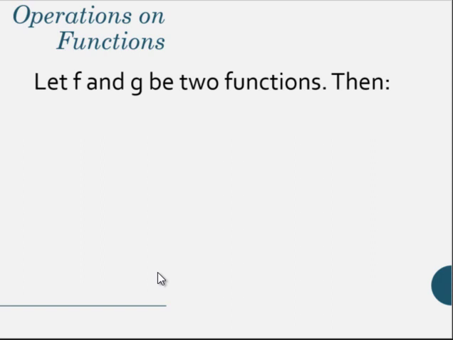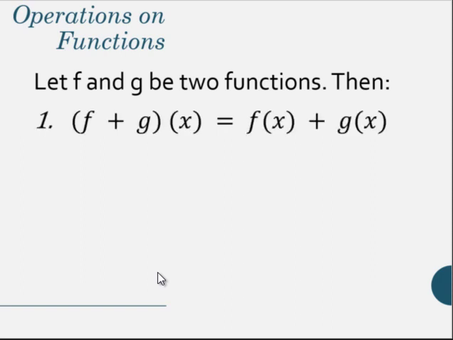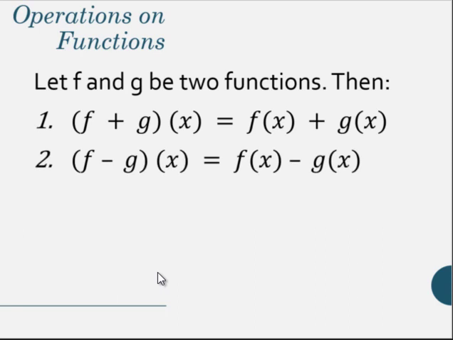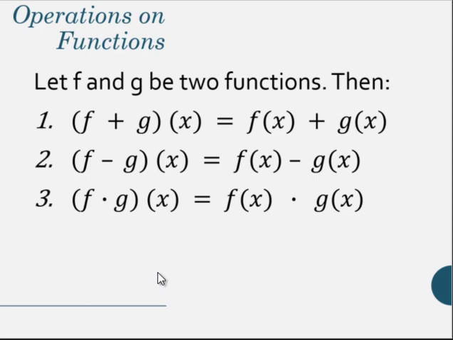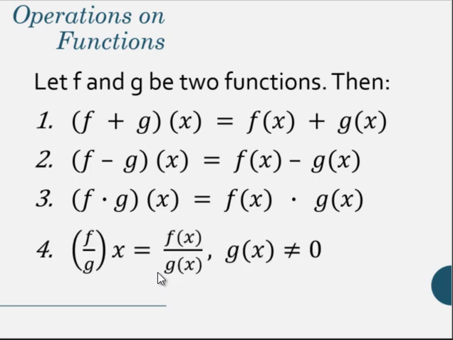What if we are going to find the sum, the difference, the product, and the quotient of two functions? Let f and g be two functions, then f plus g of x is equal to f of x plus g of x. f minus g of x is equal to f of x minus g of x. f times g of x is equal to f of x times g of x. And f over g of x is equal to f of x over g of x, such that g of x must not be equal to 0. Because we all know that the divisor must not be equal to 0. Because if that happens, then the value of the function will become undefined.